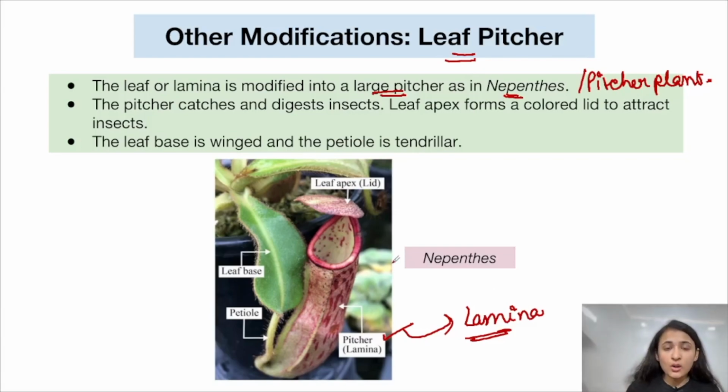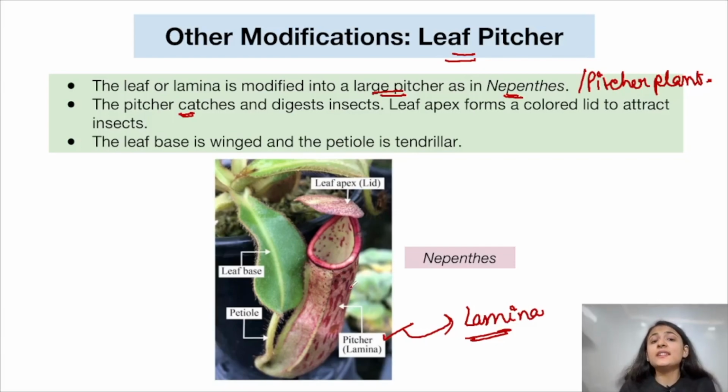In normal terms, a pitcher in our day-to-day life is a structure which holds something. For example, it holds water. That's why previously I said a pitcher of water. Okay, a jug of water, a pitcher of water. But here this structure has some other function which we will study. Now this pitcher here does not hold water or anything. It is there to catch insects, to trap insects and digest them.